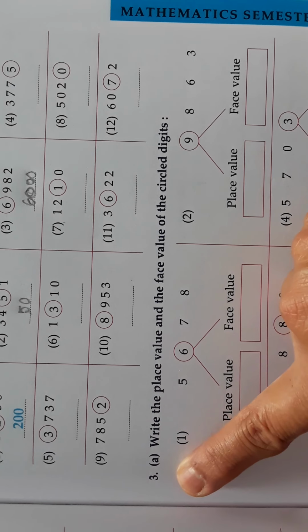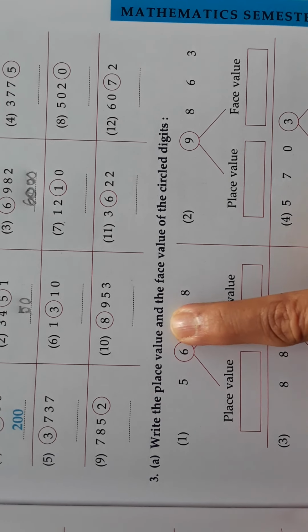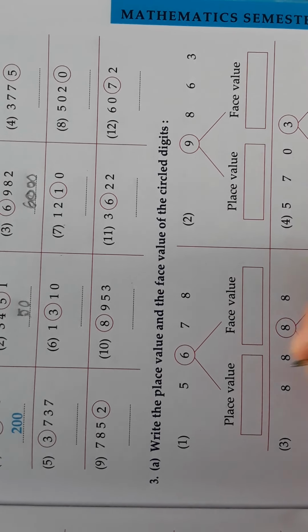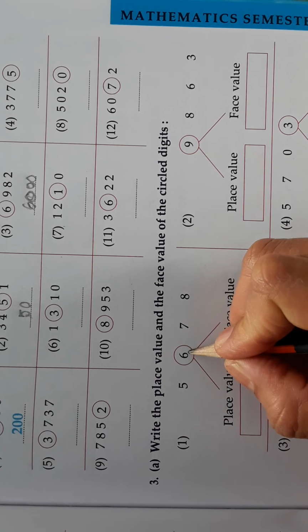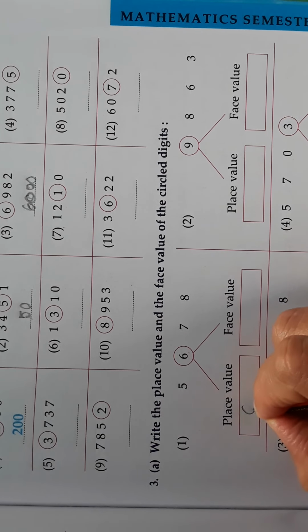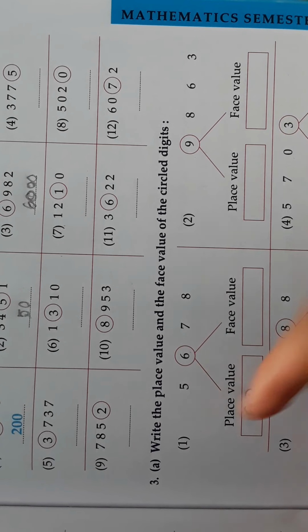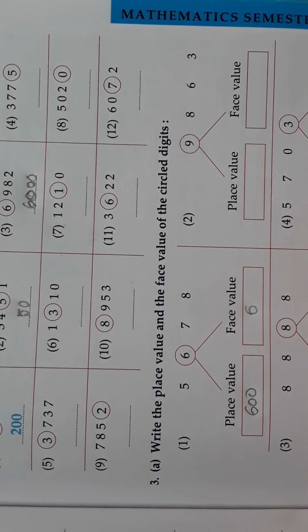That is the third sum in that. First question. Write the place value and face value of the circle digit. That you know, no? What is the place value of this digit? The digit is 6. It is in 100 place. So that we know, 600. Clear? And face value is the number itself. Whatever the number is, the number itself.